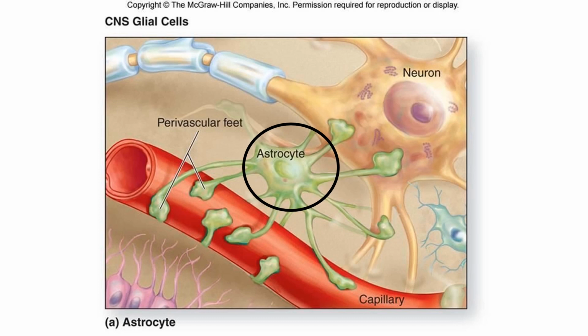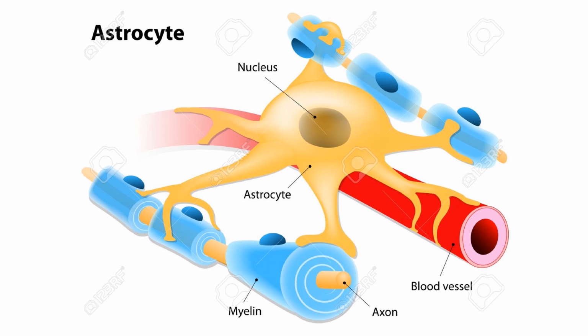If we look at this image again of astrocyte, we can see that this is the body, and these processes like this one are coming out of the astrocyte and then approaching part of the myelin sheath and holding it in its place. Does it form any part of the myelin sheath? The answer is no. It only supports it.